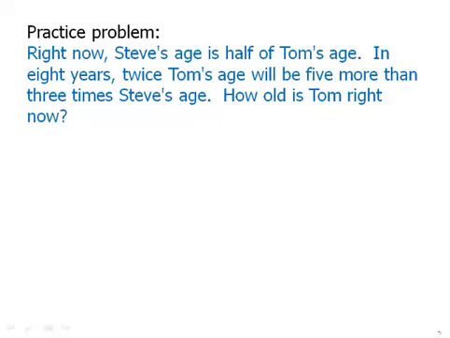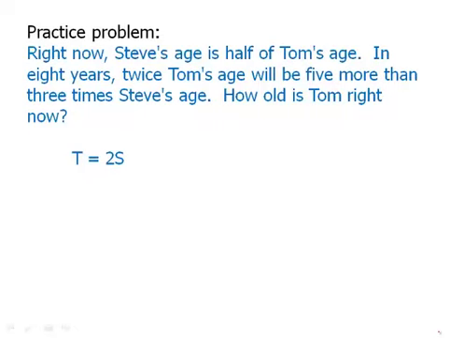Okay. Right now, Steve's age is half of Tom's age. In 8 years, twice Tom's age will be 5 more than 3 times Steve's age. How old is Tom right now? Well, first thing I'm going to say, T is going to be Tom's age now. S is going to be Steve's age now. And I could write it as S equals 1/2 T, but I think it makes more sense to write it as T equals 2S. That way I don't have to think about fractions.